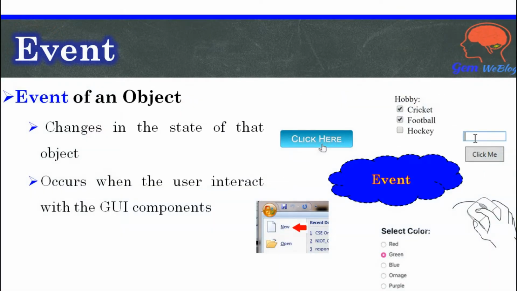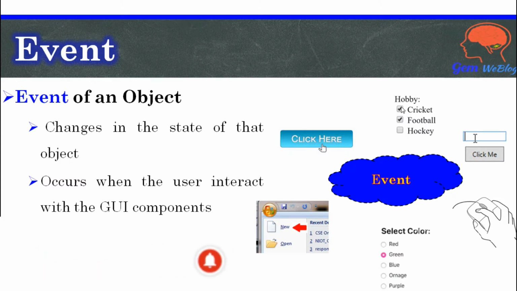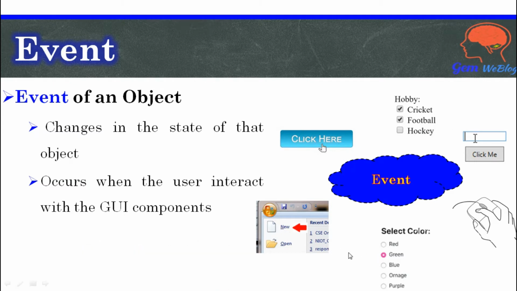What is meant by event? Changes that take place in the state of the object. When does it occur? When the user interacts with the GUI components. For example, when the user clicks the button, when the user selects a menu item from the given menu, when the user clicks the radio button, when the user submits the click button, when the user enables the check boxes. So these are the types of event. Whenever this event occurs, some changes will take place in the state of that particular component.